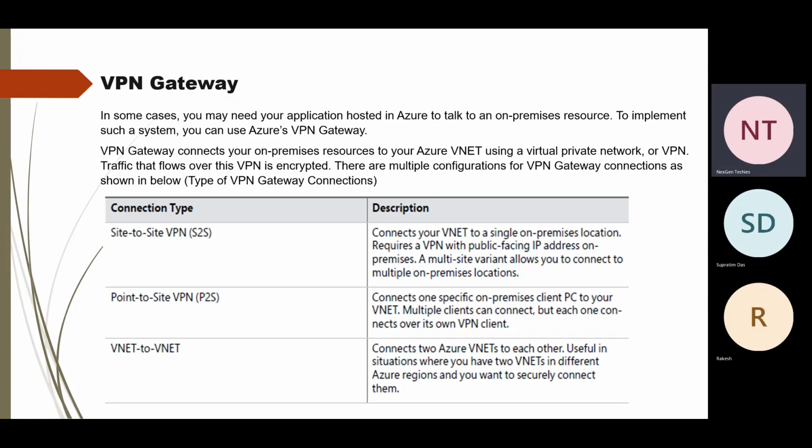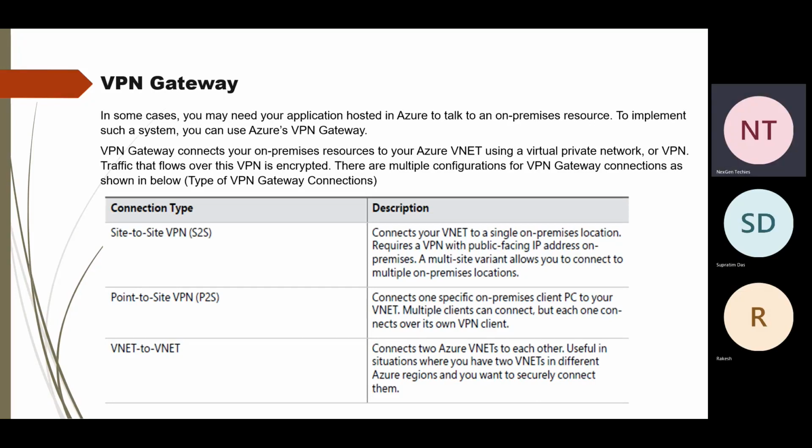Then we have the VPN gateway. The VPN gateway is very important for us in case of migrations and in case of implementations. There are different types of VPN gateways in Azure which connect your on-premise network with your Azure network. We have site-to-site VPN, which we call S2S, then P2S, that is point-to-site, and then VNet to VNet.